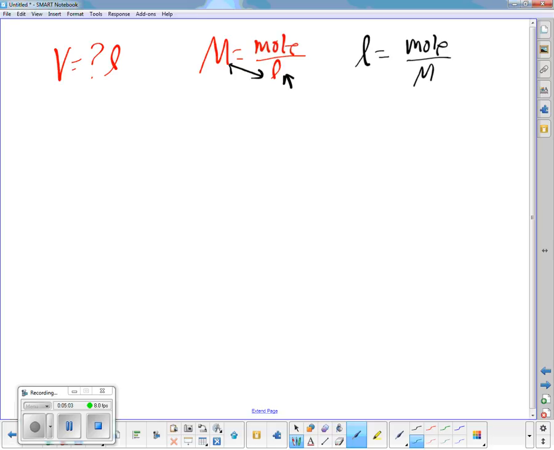Okay, so it's just solving for one or the other. If I was trying to solve for moles, it would be molarity times liters. I'm just rearranging the equation. Okay? Yes. Read it out loud for me, Todd.